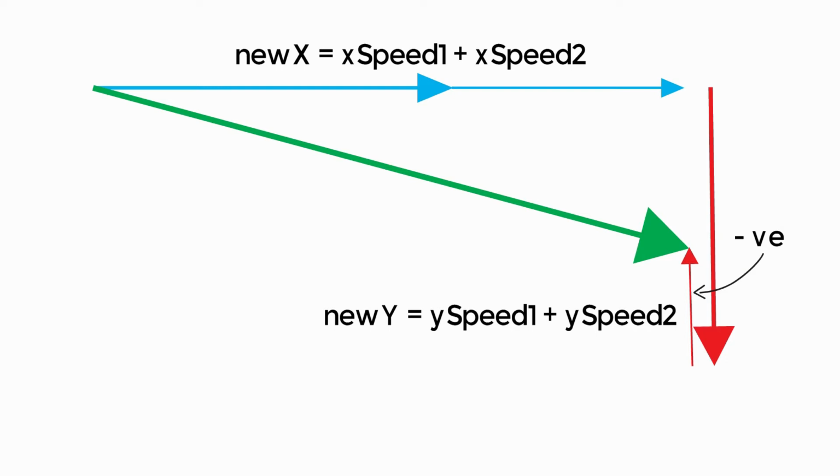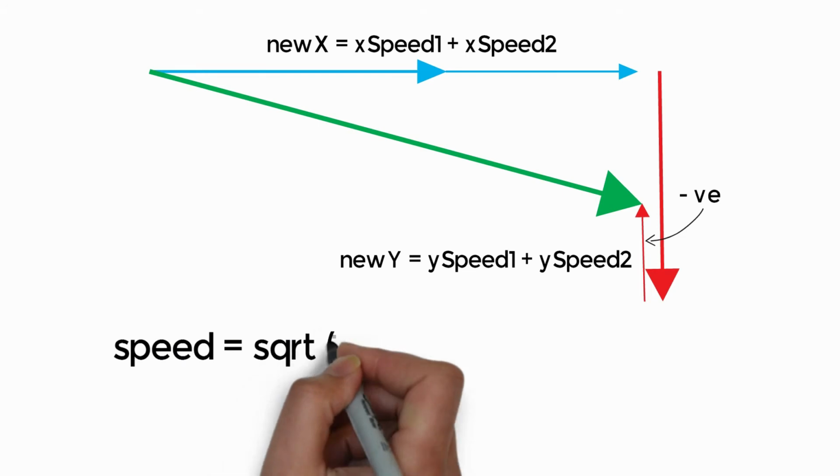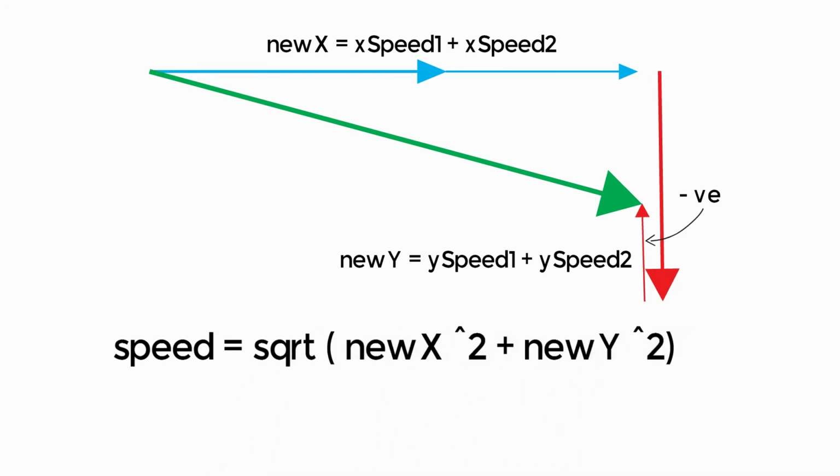We need to translate this back into our overall speed and direction, and to do this again we're going to use some trigonometry. We're really dealing with right-angled triangles here. The new overall speed is given by Pythagoras' theorem. Our new speed is the hypotenuse of our triangle, so if we square the other two sides and add them together, and then take the square root of that, that will give us our new overall speed.